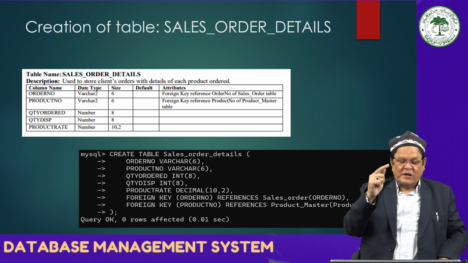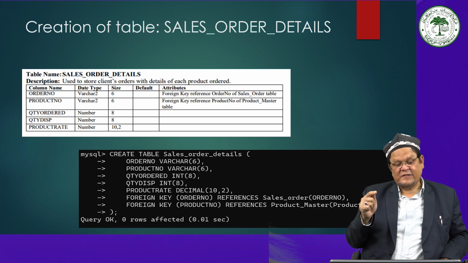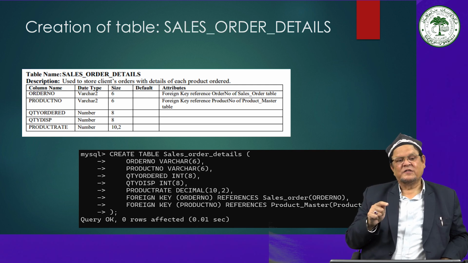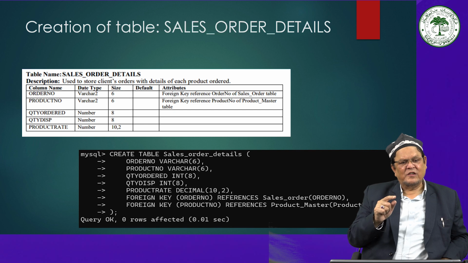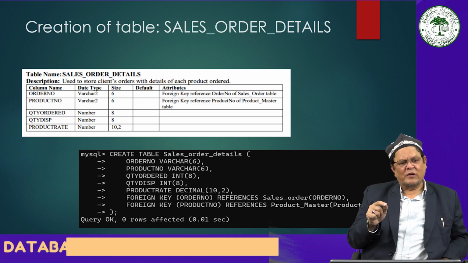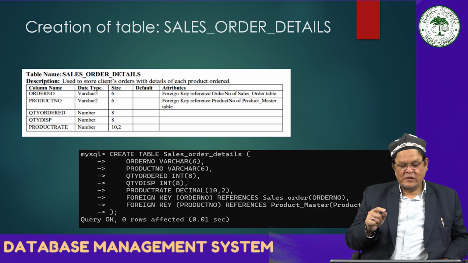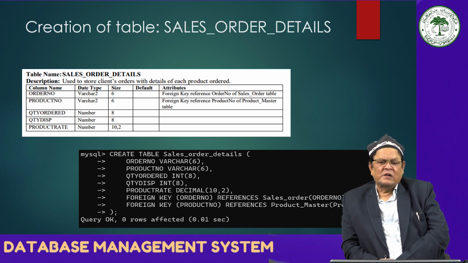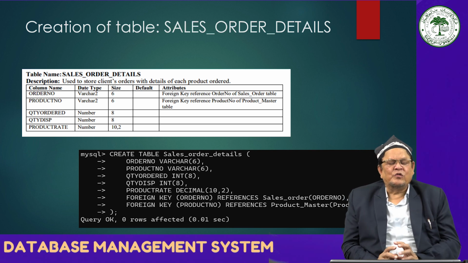In MySQL, you have to write create table sales order details, and then open the parenthesis. You write order number, varchar 6, and then product number, varchar 6 also. Quantity ordered is integer, so write int within brackets. Quantity displayed, int within parenthesis. You can see on the screen product rate decimal 10,2. These are the 5 columns. Then you have the restrictions.